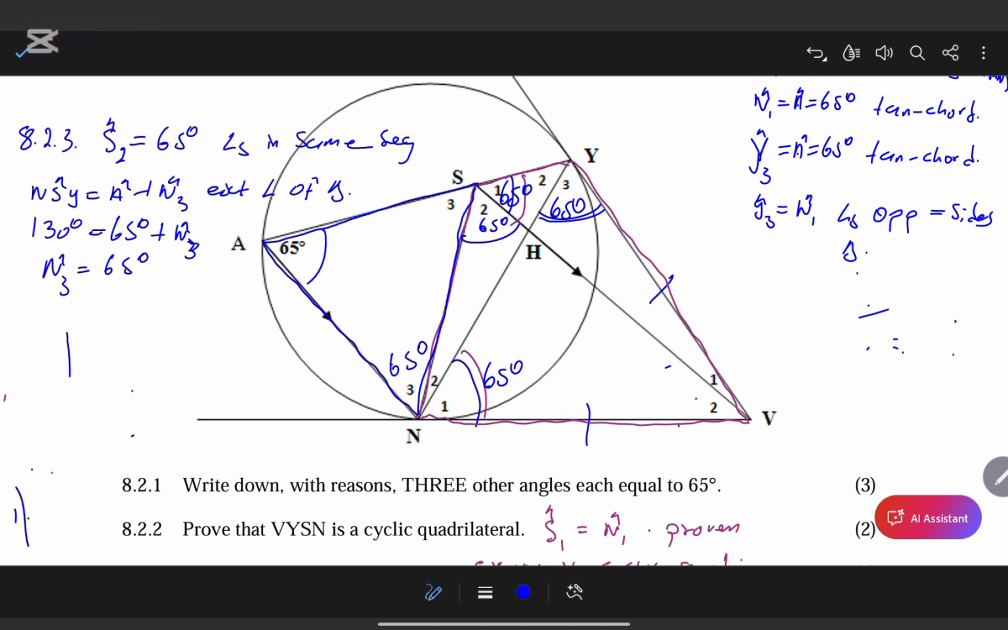You can also claim that the side AS is equal to the side NS. Why? These are sides opposite equal angles in a triangle. So that triangle is an isosceles triangle.